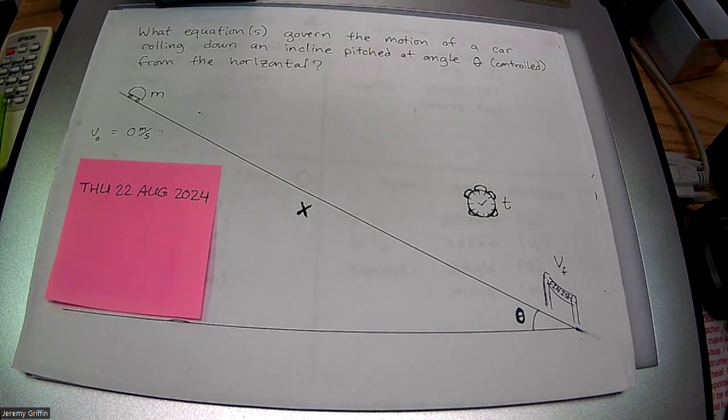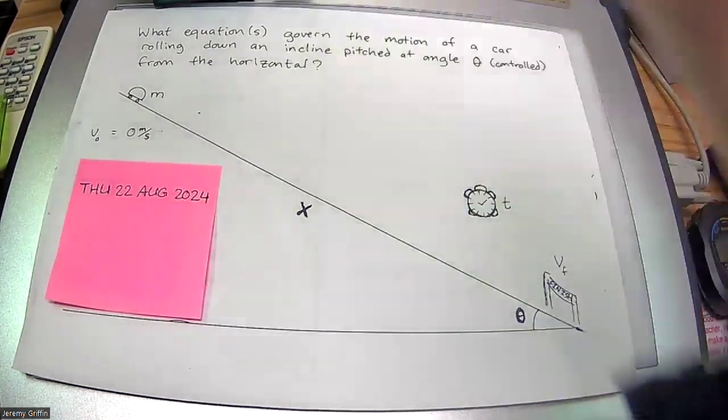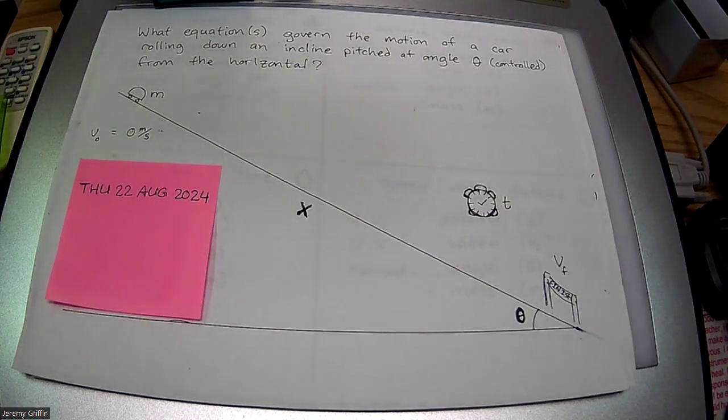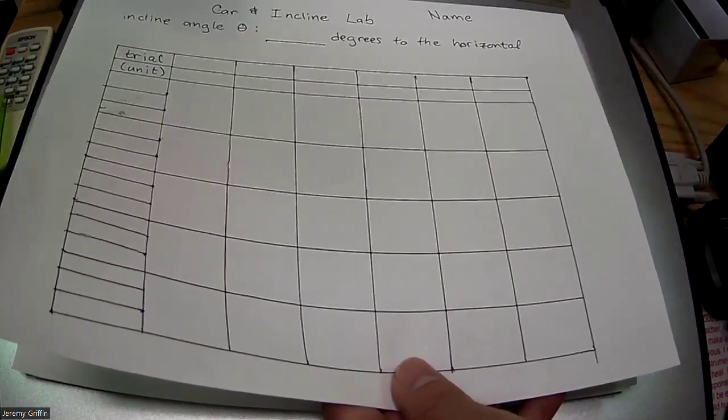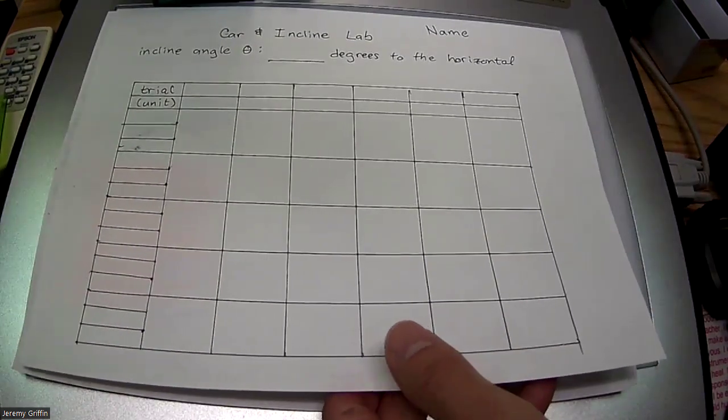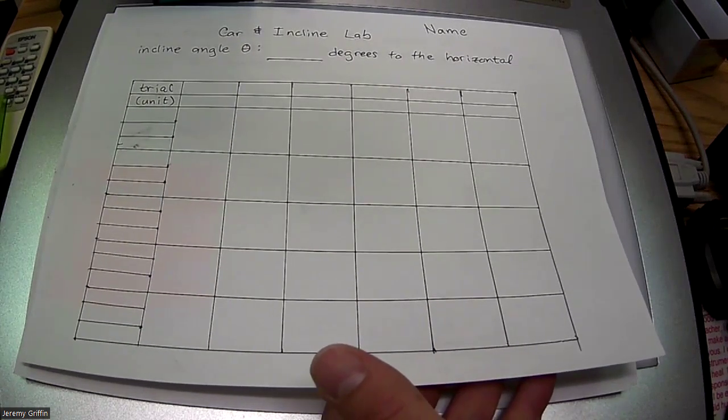So this is going to be the first main topic of this class, which we're kicking off today: linear motion. How do things move in straight lines? Uniform. I think everybody has this lab table. Notice it's pretty blank. There's the structure of a table there, but I didn't put anything in.